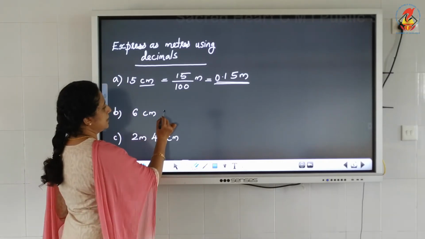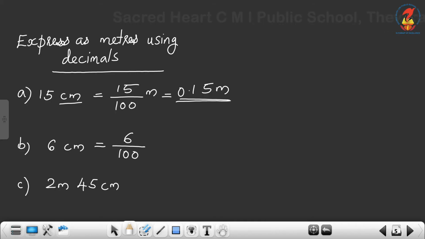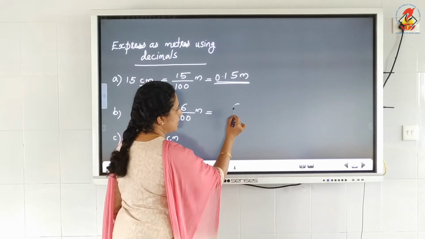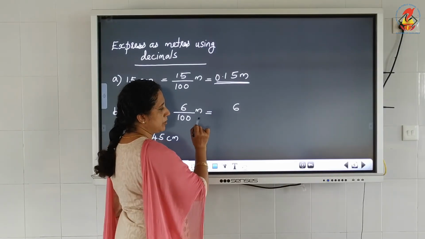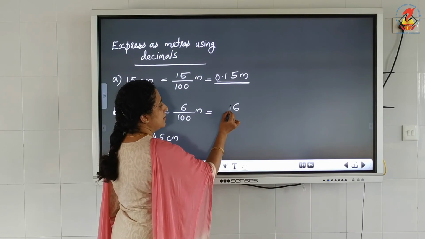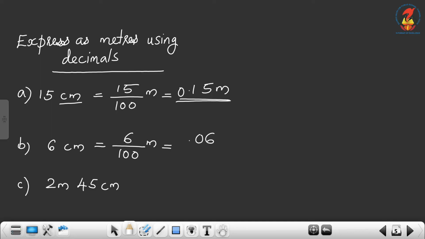Then 6 centimeter. 6 centimeter means 6 by 100 meter, so we have to get 2 decimal places. So 6 we wrote, then we need one more place. There is no digit, therefore we will put a 0. Then after that the decimal point comes, and there is no number in the whole number part, so we can put 0. So 0.06 meter. Therefore 6 by 100 meter is equal to 0.06 meter.